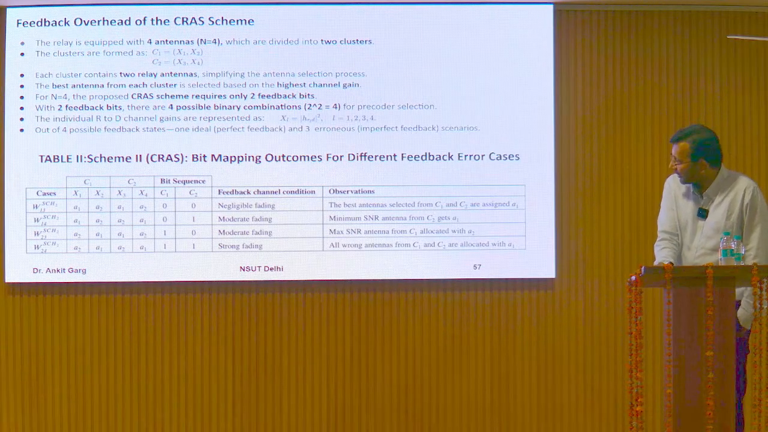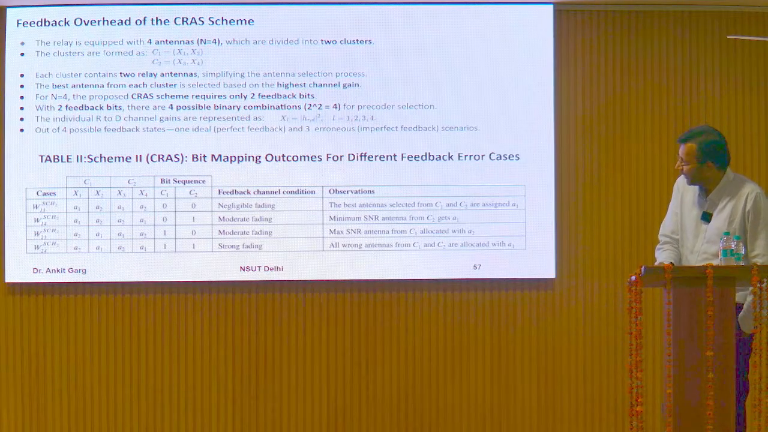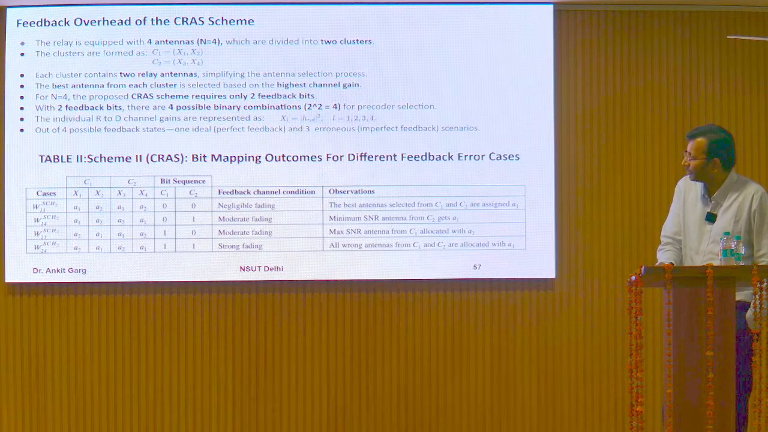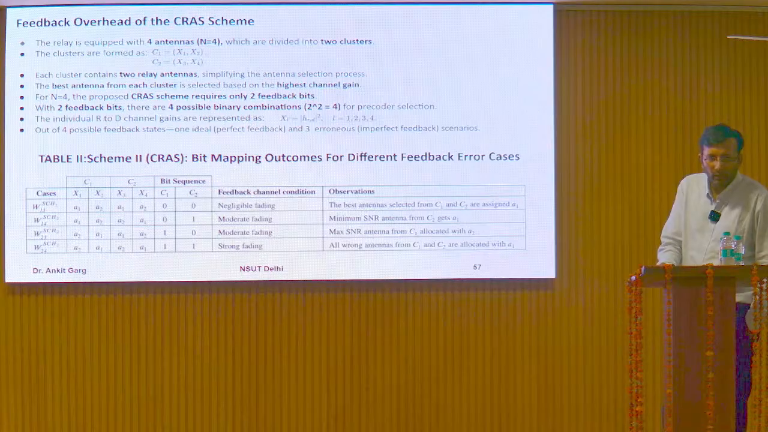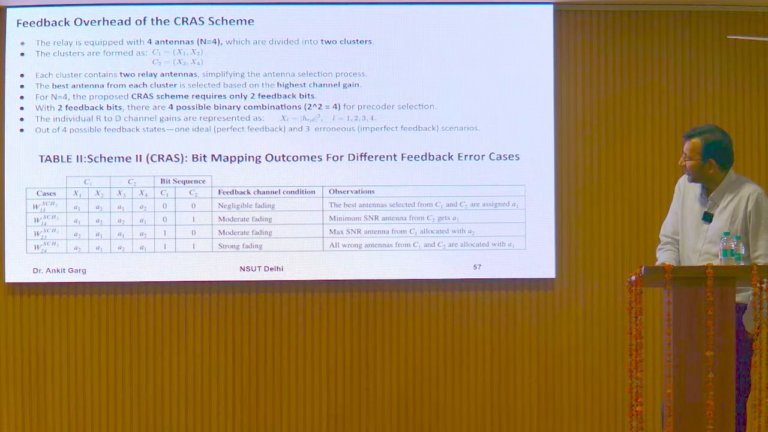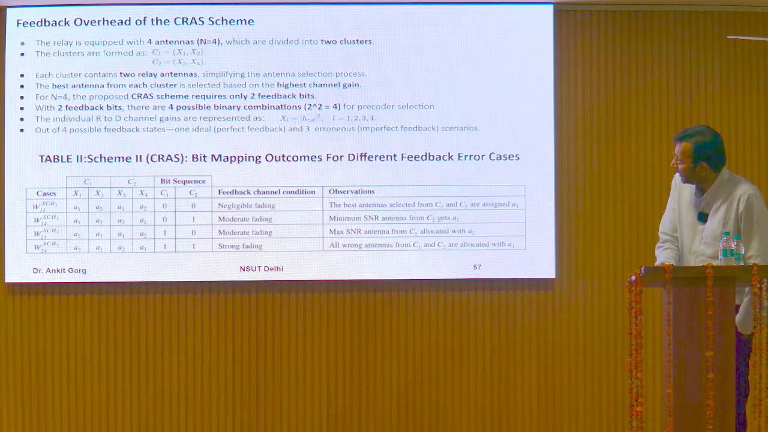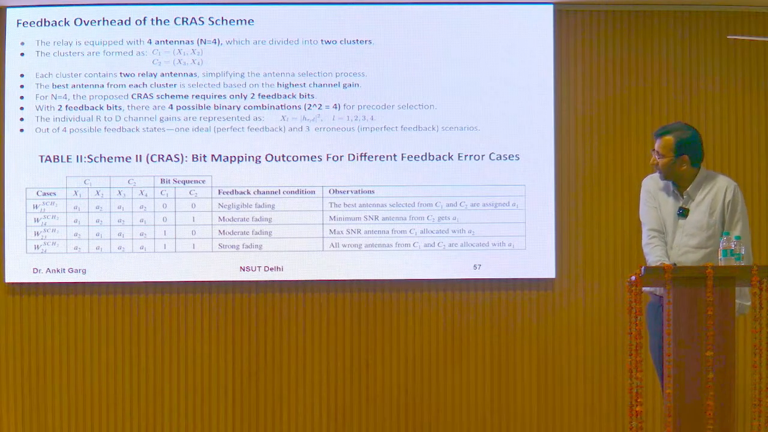In case of erroneous feedback, we have 0 and 1, moderate fading. 0 again for cluster 1, feedback bit 0, we choose X1 from cluster 1. Whereas for the erroneous case in cluster 2, we allocate power A1 to X4, which is in the deep fade.